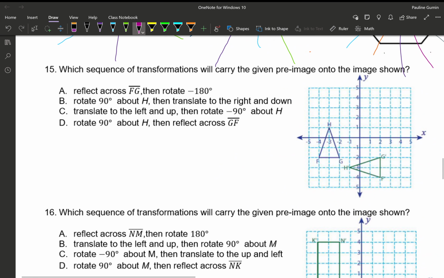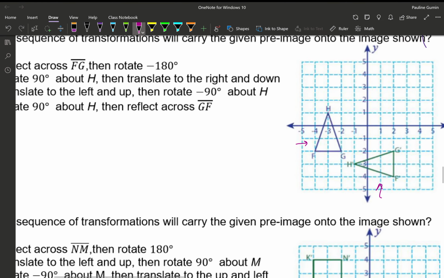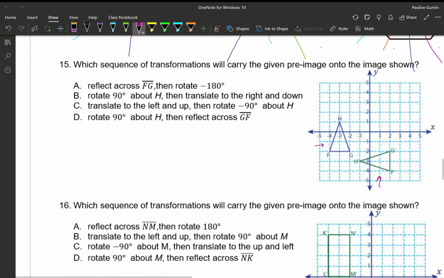Number 15. Which sequence shows how we get from the pre-image to the image? I don't know why I said that backwards. All right, in this number 15, the pre-image is this one right here, and our image is that one because of the primes. So I wanted to zoom in and make sure. First it says a reflection across FG and then a rotation 180. Well, let's see. If I reflected and then rotated clockwise, no, that doesn't work.